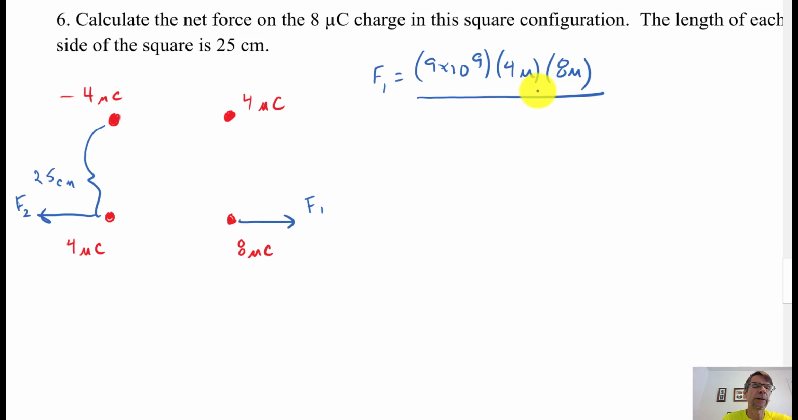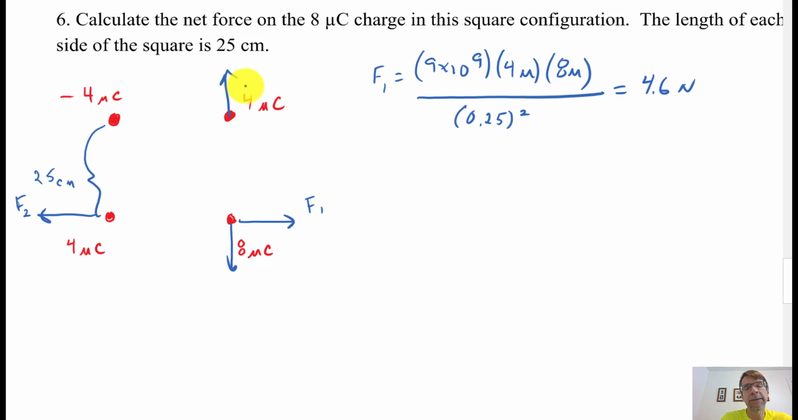It says the square has a distance of 0.25 on all sides. It's a square. So it's 0.25 squared. So that force, if you do the math there, comes out to be 4.6 newtons. Now the nice thing about this one is that if you look at the top right, it's also a positive 4 and it's a positive 8. Same distance, same two forces. And bottom line is those two repel each other with the same force.